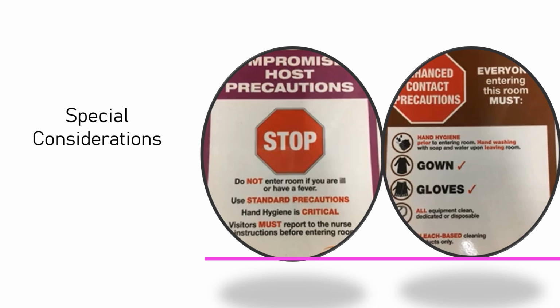The compromised host precaution is used to protect patients who have weakened immune systems. These patients are usually neutropenic, meaning they have a low white blood cell count. In these circumstances, you would not want anyone who is sick to enter the room. Typically, fresh flowers, fresh fruit, and fresh vegetables are not allowed due to the risk of microorganisms. HEPA filters are sometimes required for these rooms as well.